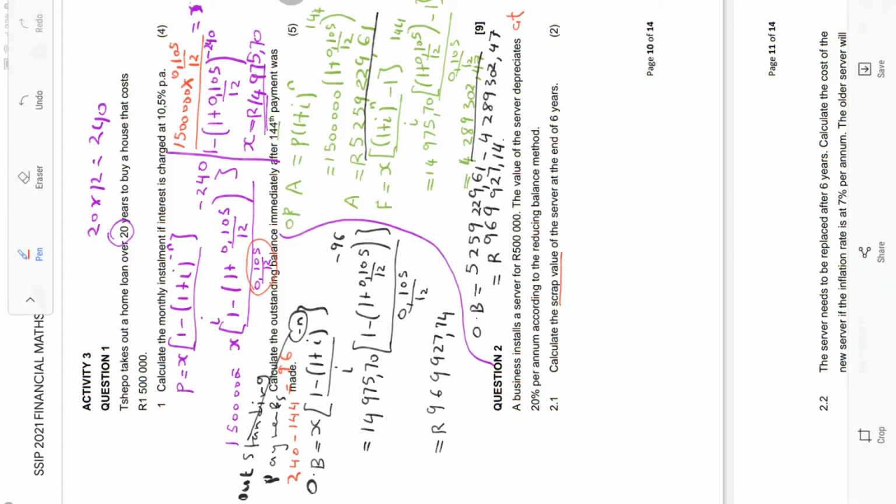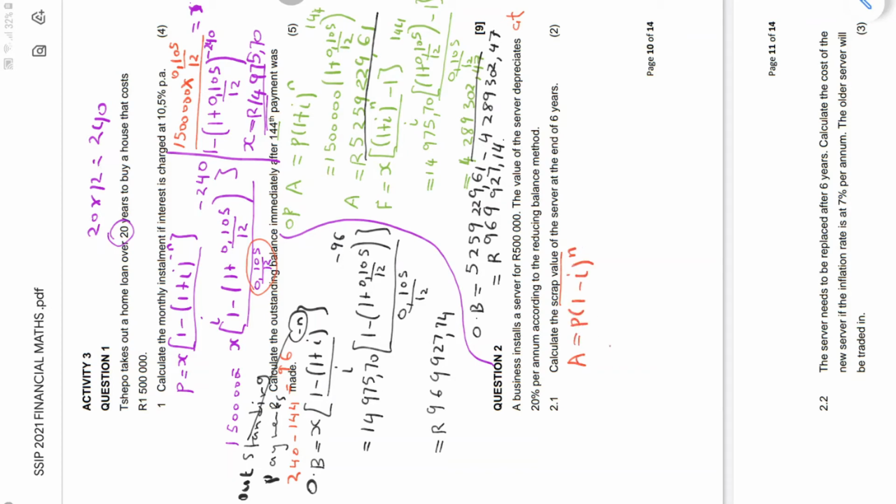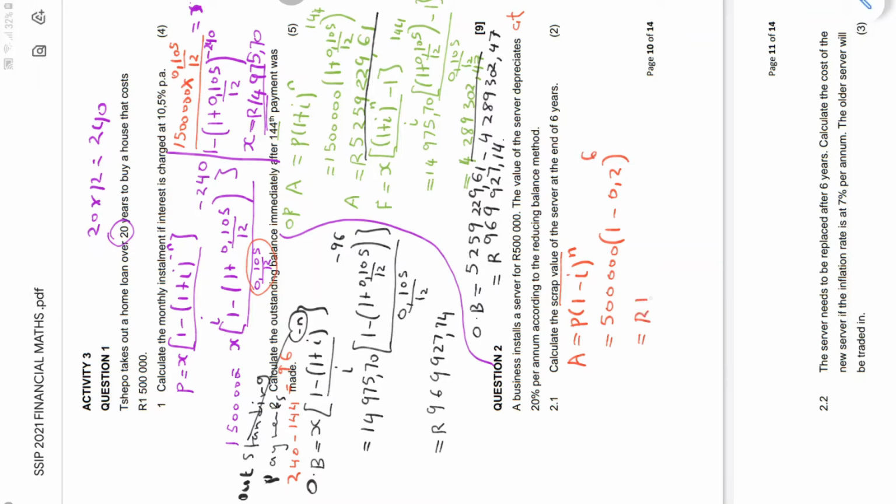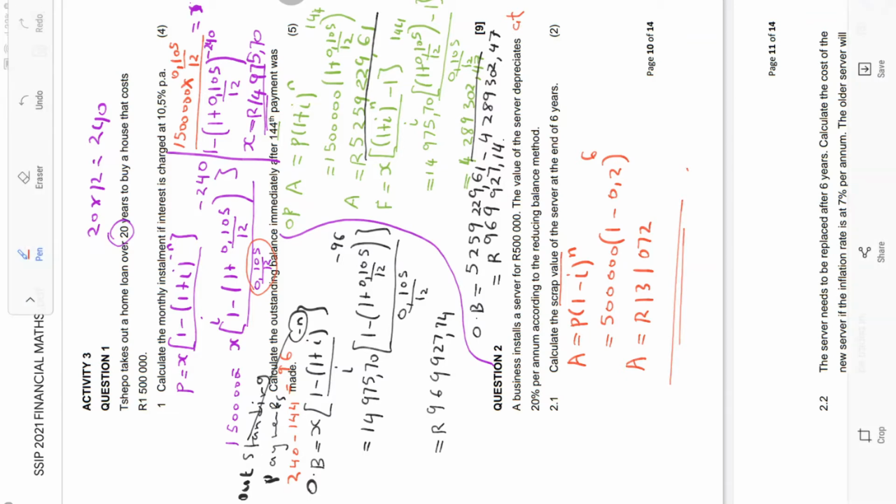So for the scrap value, we have to use the reducing balance formula. A equals P brackets 1 minus i to the power n. The original cost of the server is 500,000 brackets 1 minus the depreciation rate of 20% to the power of 6, and that will give you 131,072 rands. So after 6 years, the server will be worth 131,072 rands.